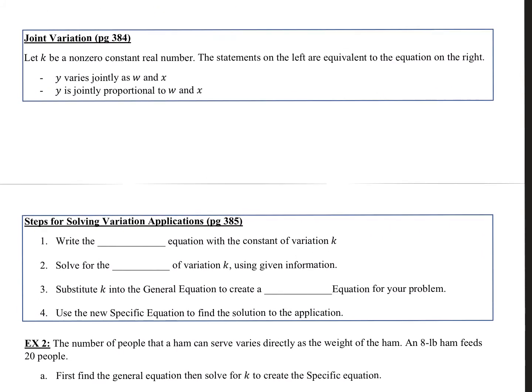Now we have a new thing called joint variation. Once again, let k be that non-zero constant number. Then the statements on the left are equivalent to the following. Y varies jointly as w and k, or y is jointly proportional to w and k. So basically, remember we had y equals k, we always just plop that in immediately. This is just saying that you can tack on multiple items into your equation, not just one. So w and k.